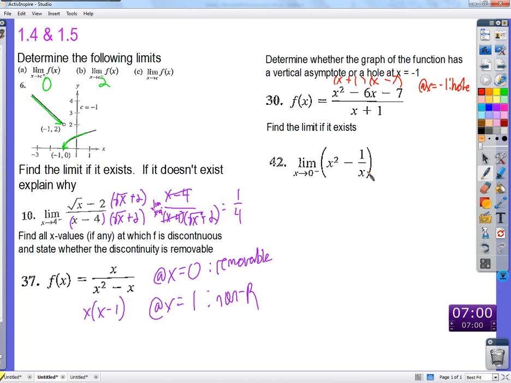So what did you guys do? Common denominator sounds good. So this can become the limit as x approaches 0 from the left of x squared, x cubed over x minus 1 over x. That's the limit as x approaches 0, x cubed minus 1 over x.